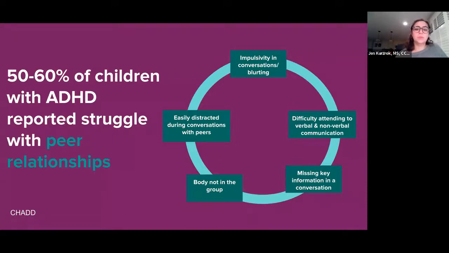Difficulty attending to multiple stimuli can also present as difficulty attending to both verbal and nonverbal communication at the same time. So noticing not just your words, but also what someone is doing with their face and their body and their tone, and how that might impact what their words actually mean. It might look like missing key information in a conversation. It may look like not having your body in the group, which is our students who are listening and hear the information, but are wandering or pacing, or often facing away from the people who are speaking. And it may just look like being easily distracted during conversations.